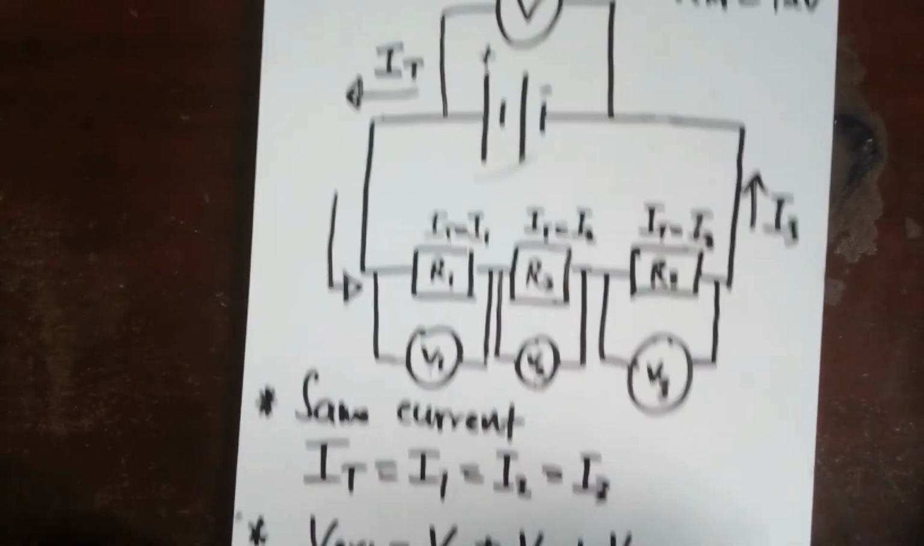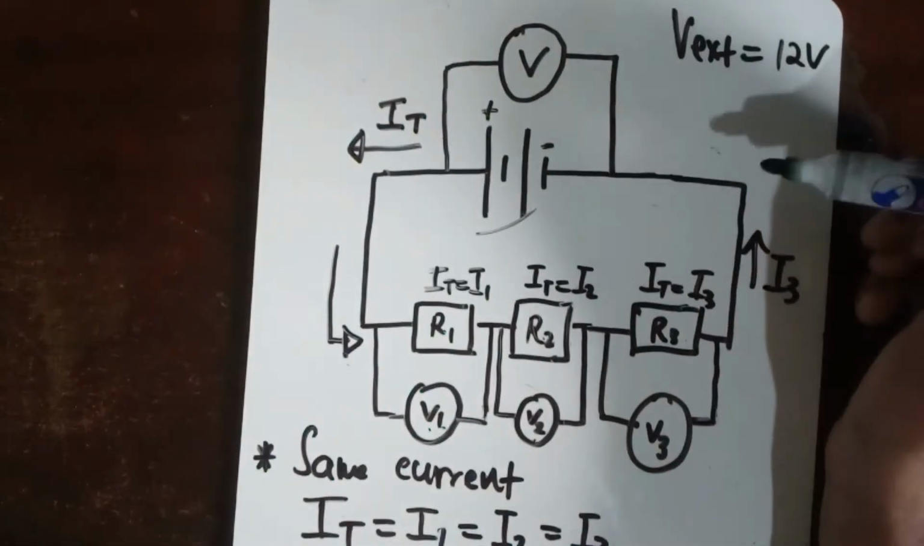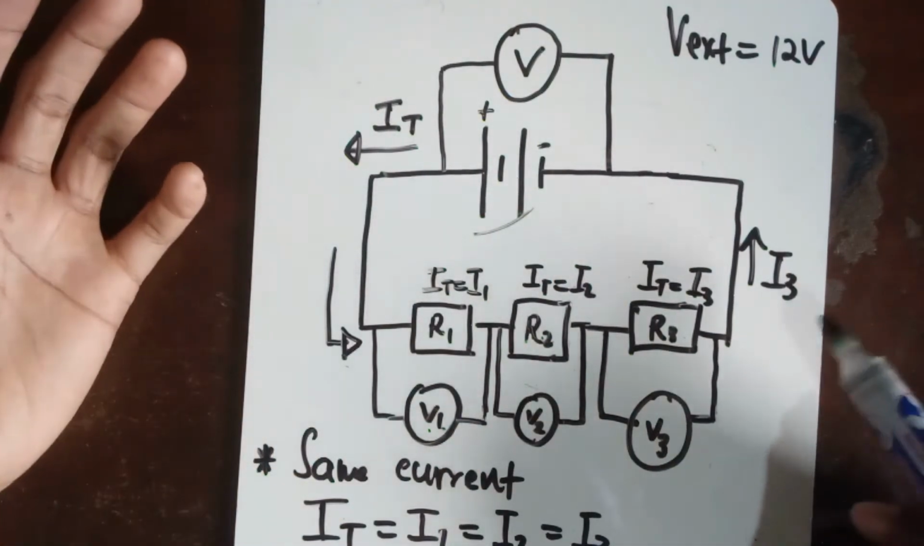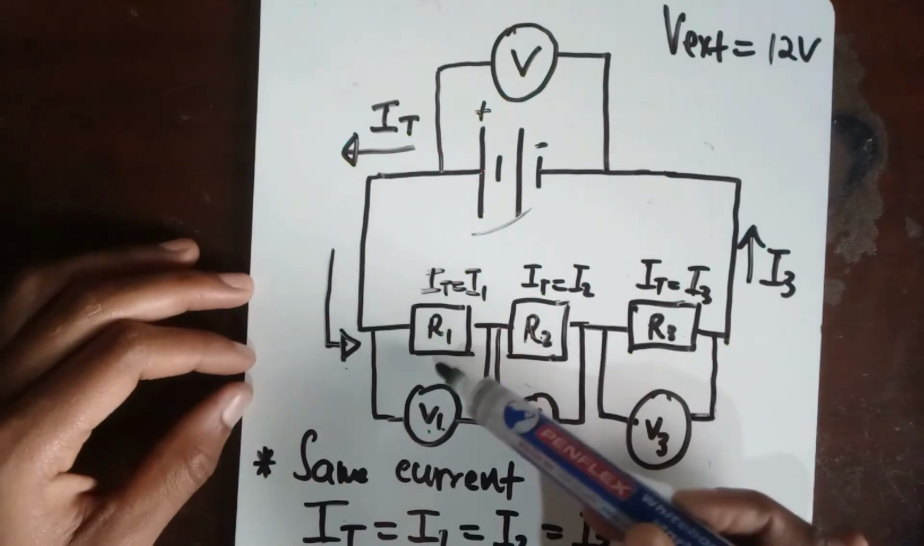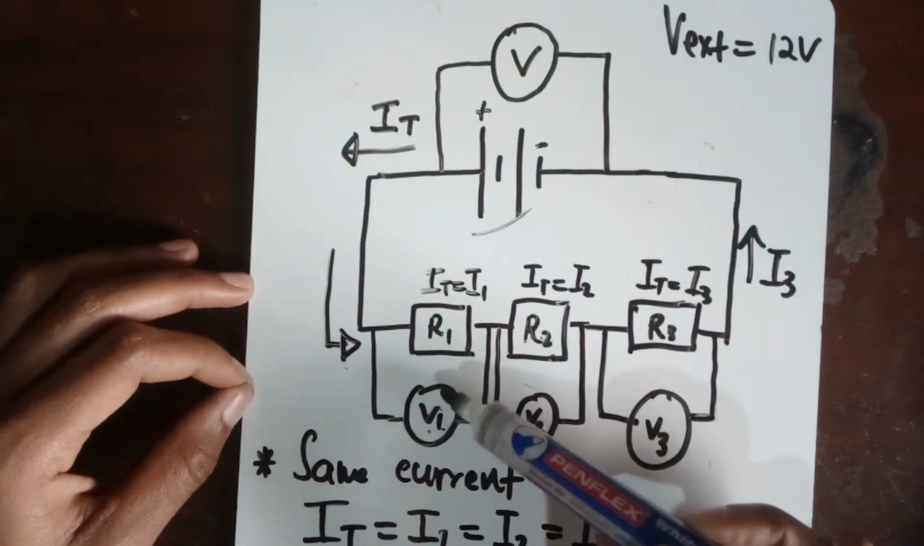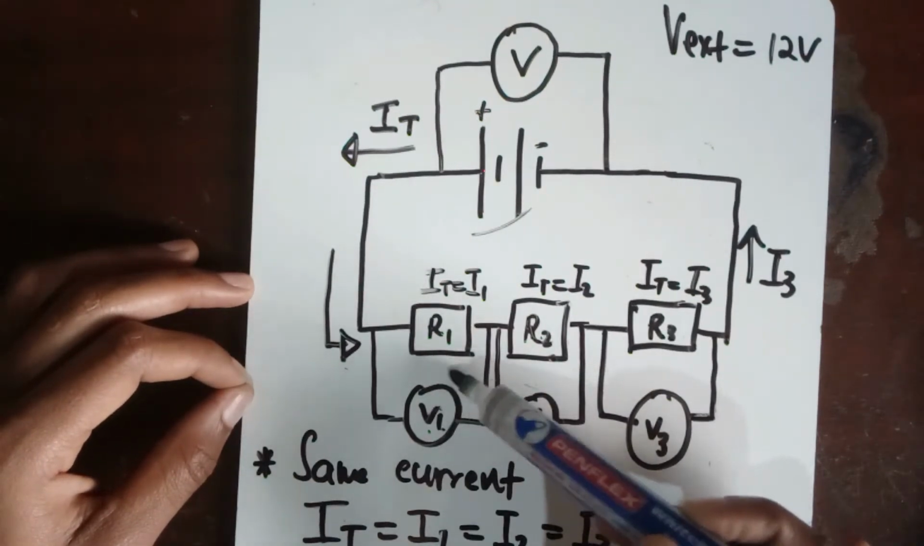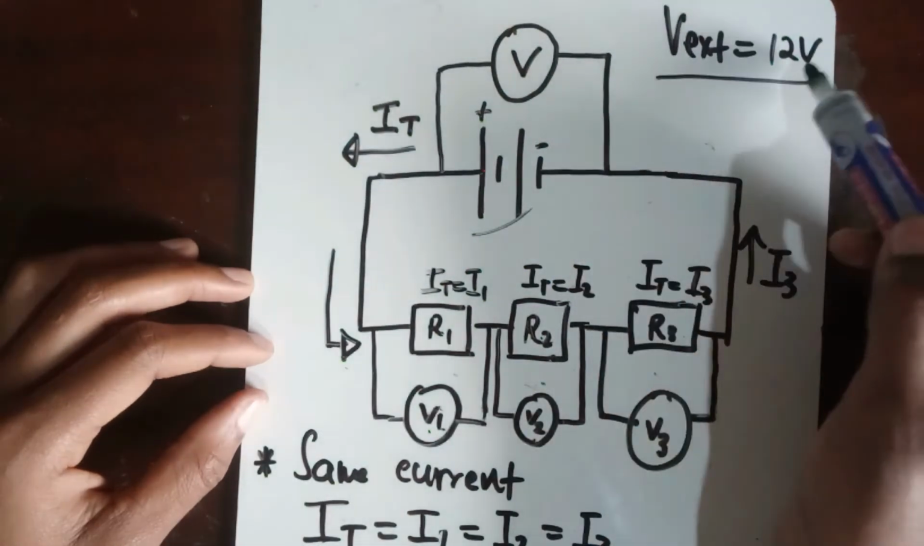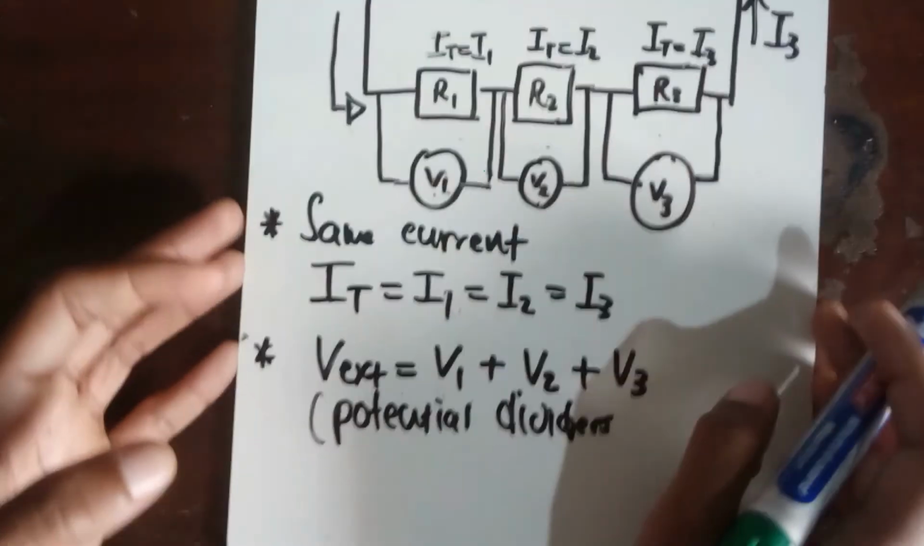So let's say, for example, if this is 12 and all of these resistors were the same size, let's say they were, I don't know, 2 ohms each, then each voltmeter would actually read about 4 volts, 4 volts, 4 volts. So it's 4 times 3, which will give us back the value of 12 volts. So this is just another important thing.